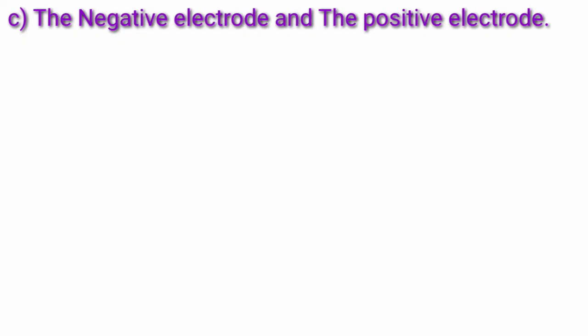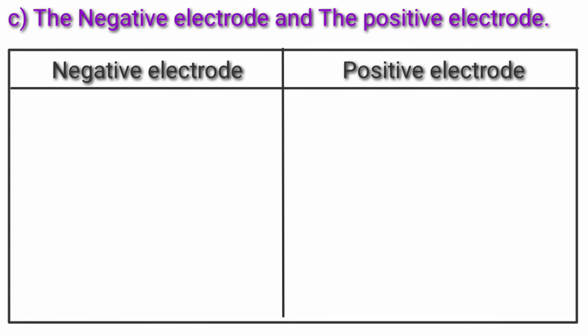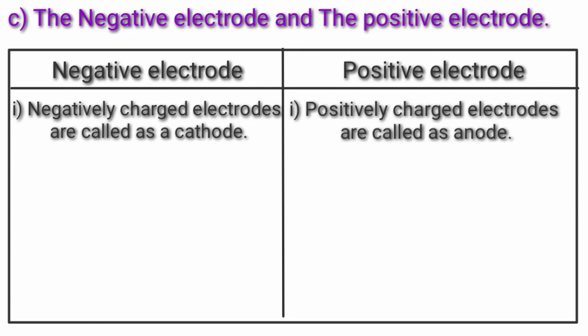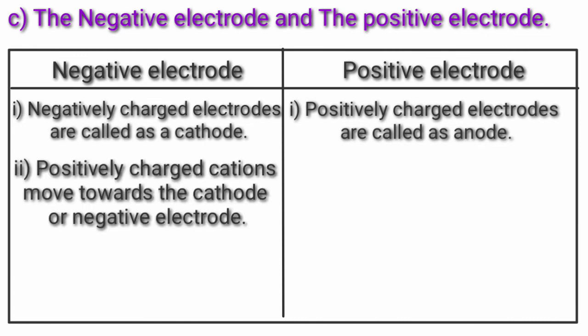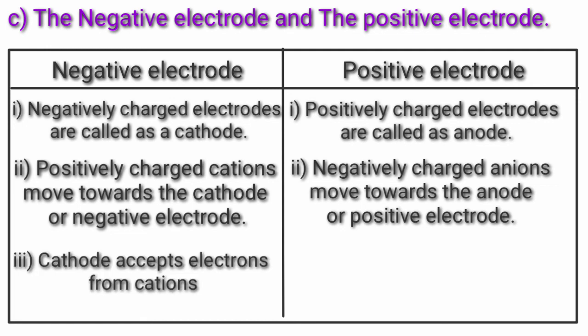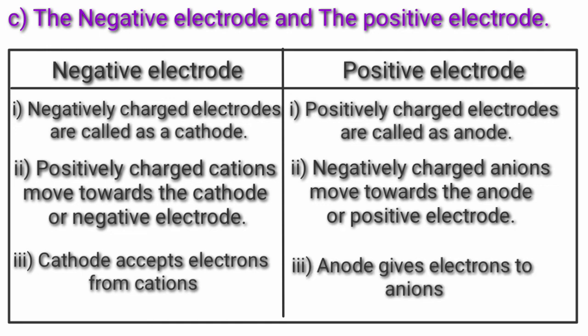Next, the negative electrode and the positive electrode. Answer. Negatively charged electrodes are called cathodes. Positively charged electrodes are called anodes. Positively charged cations move towards the cathode or negative electrode. Negatively charged anions move towards the anode or positive electrode. Cathode accepts electrons from cations. Anode gives electrons to anions.